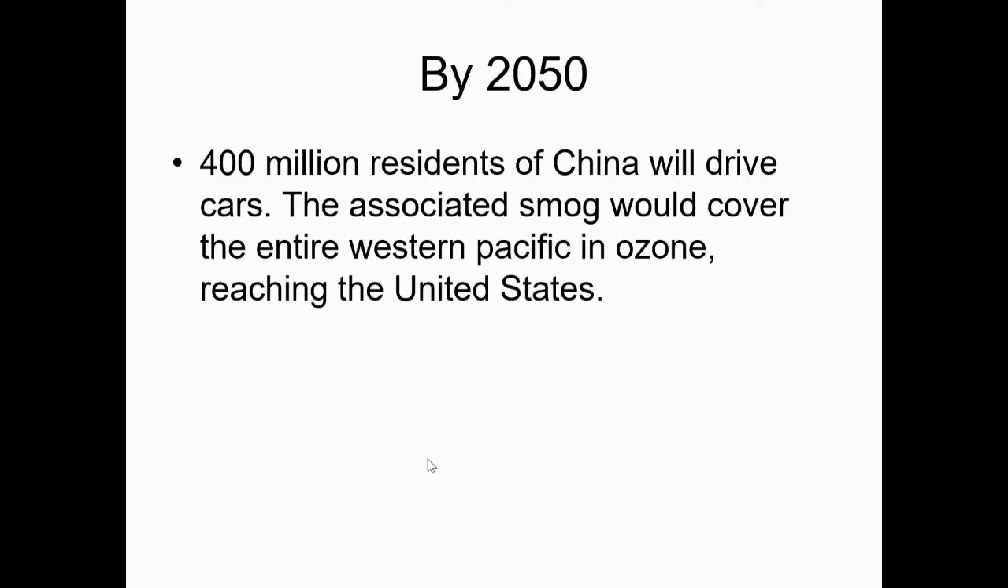By 2050, 400 million residents of China will be driving cars as their economic plan. That could cover the entire Pacific Ocean with smog. The US can't say much because we have a higher rate of car ownership per capita than China, and we drive more miles. What China is doing is investing in electric car technology and public transportation.